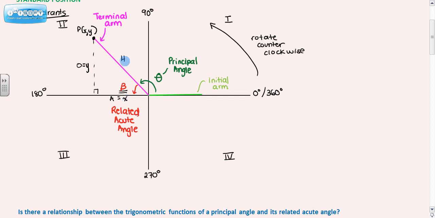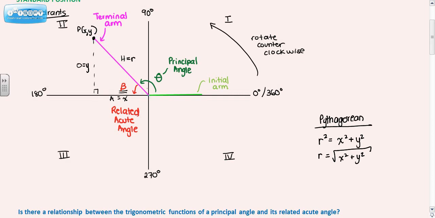And to get the hypotenuse, we would use the Pythagorean theorem, where we would take x squared plus y squared to get our hypotenuse, which we'll call r, a variable for radius. So r squared is equal to x squared plus y squared. So to get the value of the hypotenuse, we take the square root of x squared plus y squared.